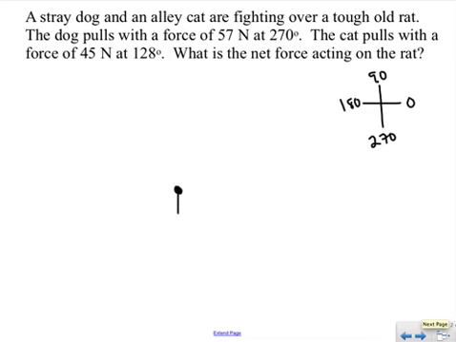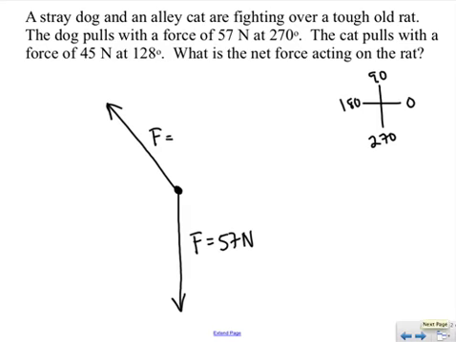And from there, there's one force, the dog, pulling at a direction of 270 degrees with a force, the magnitude being 57 newtons. So that's my first force acting on the rat. The second force acting on the rat is the cat, pulling with a force of 45 newtons at 128 degrees. Now 128 degrees is somewhere between 90 and 180 degrees, so somewhere off in that direction. The magnitude I said was 45 newtons.